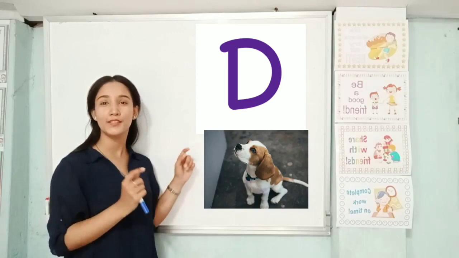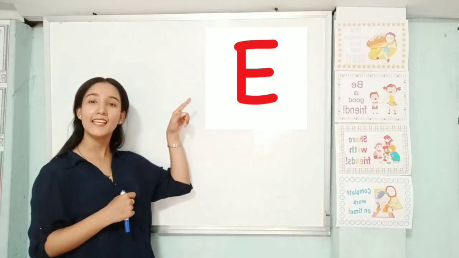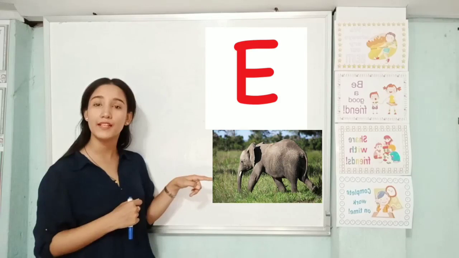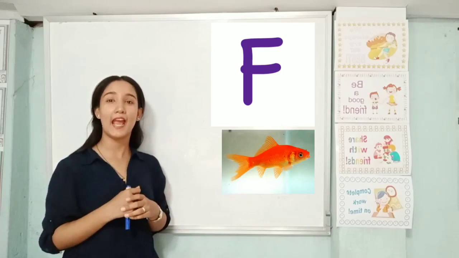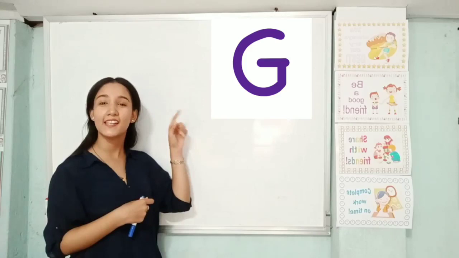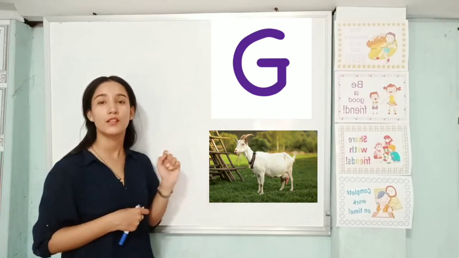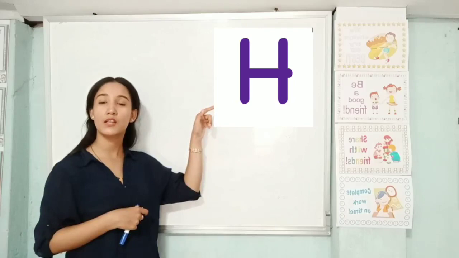Dog. E. E for elephant. Elephant. F. F for fish. Fish. Okay, after F comes G. G for goat. Goat. And then H. H for horse. Horse.